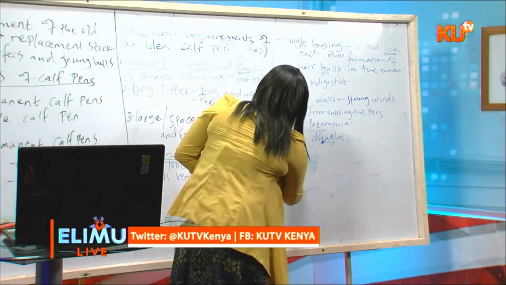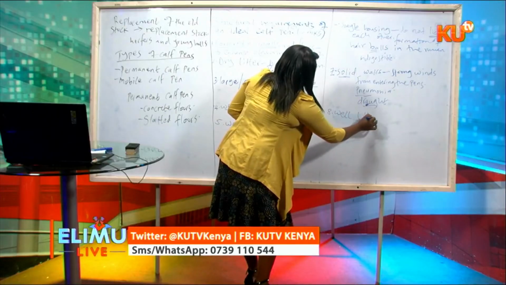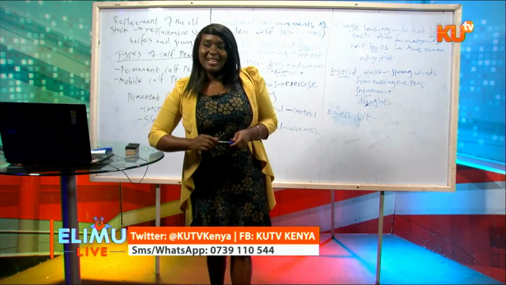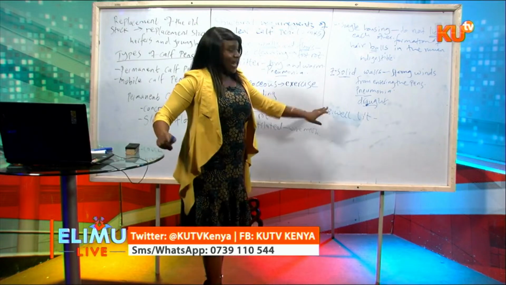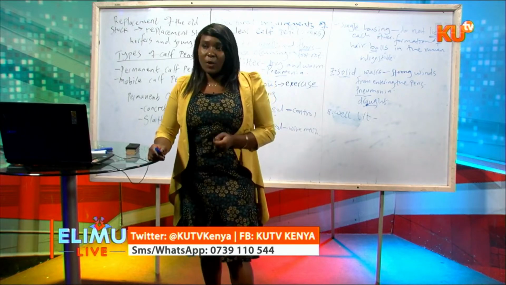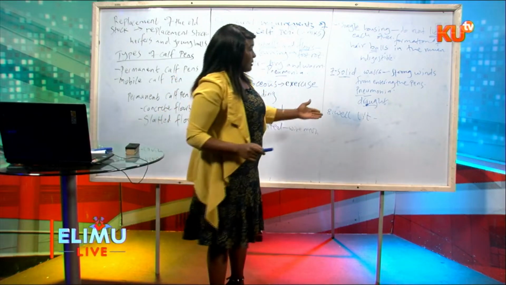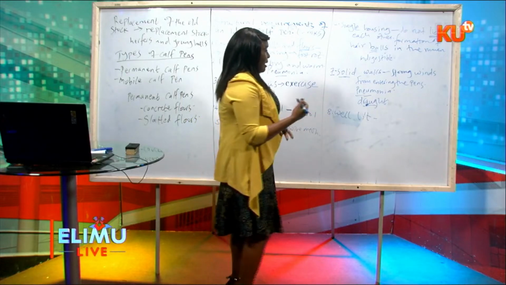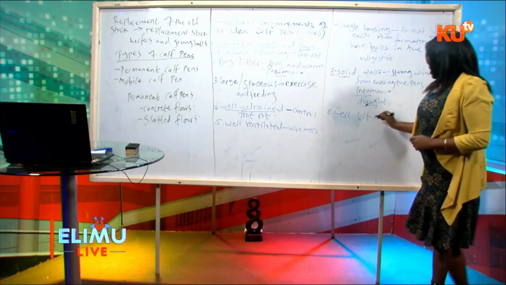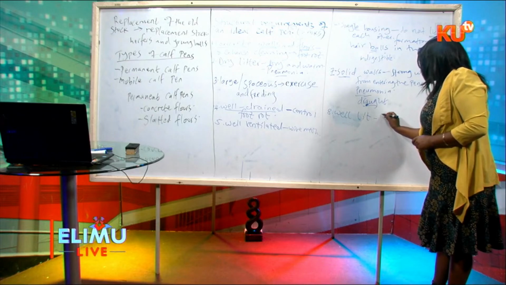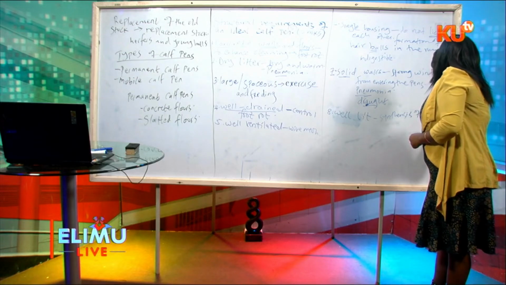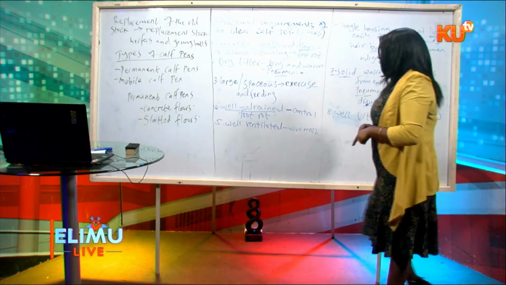The calf pen should be well lit. And I would like to pose again another question, a question on lighting. Why do we need our houses to be well lit? Why do we need light in our houses? Light in our houses makes it easy even for us to see. But in this particular case, light enhances synthesis of vitamin D in these livestock animals.